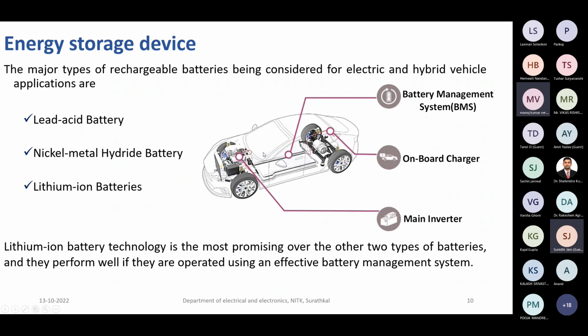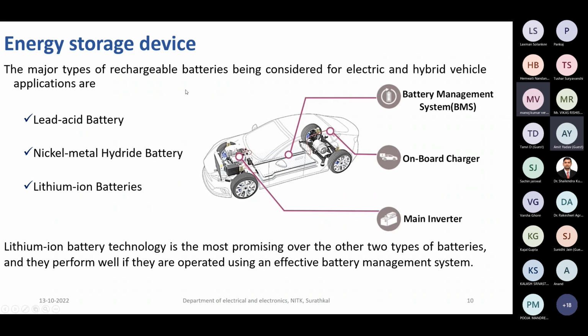And where is this? Where can we accumulate this battery? So I have given a pictorial view of where we can actually place the batteries inside. You can see that inside the car there are batteries and a battery management system, and the main inverters, which are connected with an onboard charger.